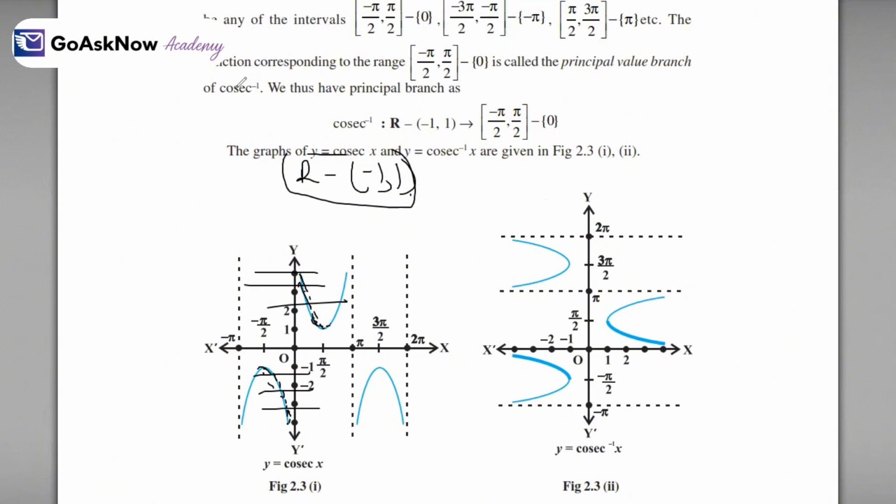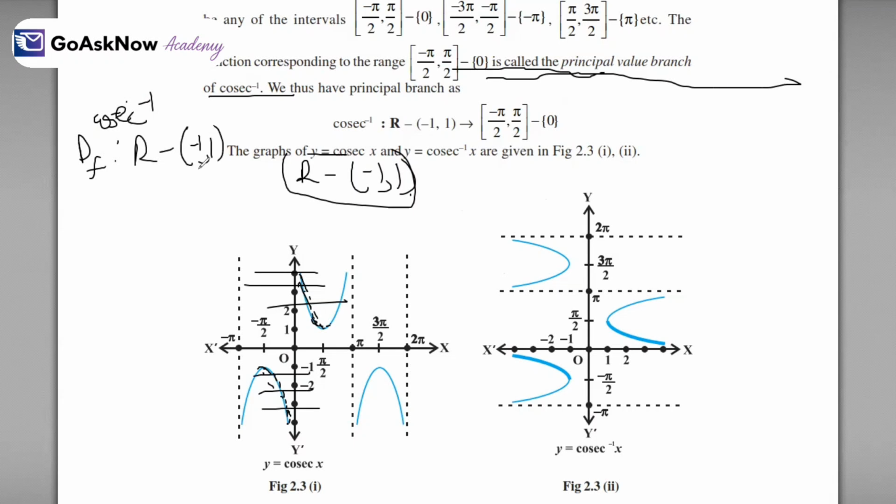That is why the function with the corresponding range minus pi by 2 to pi by 2 minus 0 is called the principal value branch of cosec inverse x, because it is defined in this interval only. So it is called the principal branch value of cosec inverse x. Its domain will be R minus -1 to 1, which is the domain of your cosec inverse x.